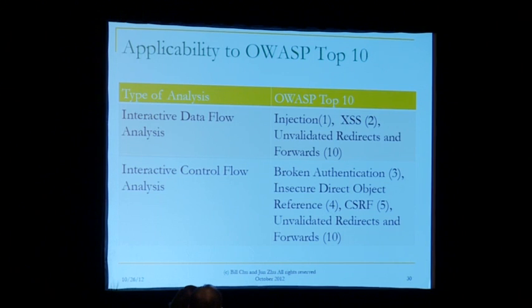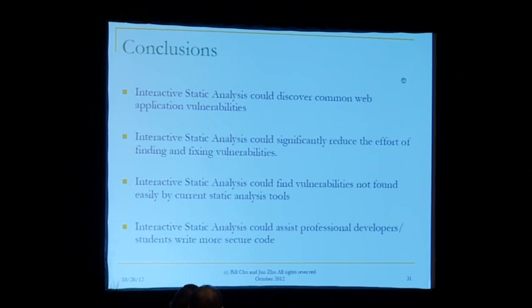With control flow analysis, we can do broken authentication and insecure direct object reference. So when you reference an object, we can say, well, where's your access control check? Annotation, CSRF, and then again, some parts of unvalidated redirects and forwards. So about 60% of the categories in the Top 10 can be in some fashion addressed by this interactive analysis.